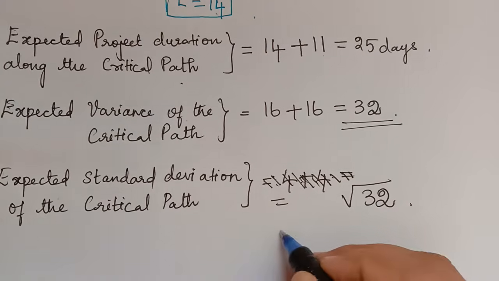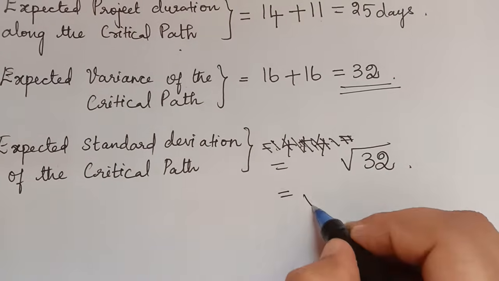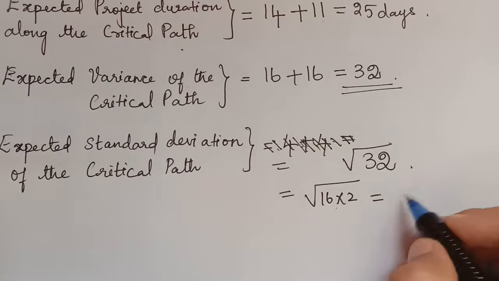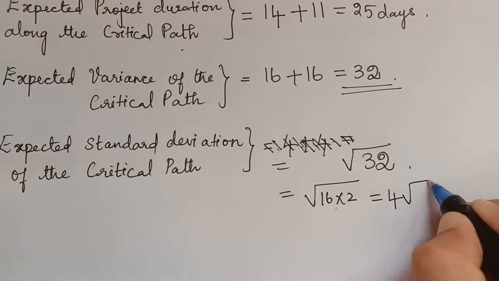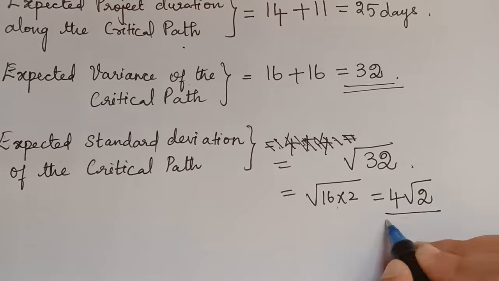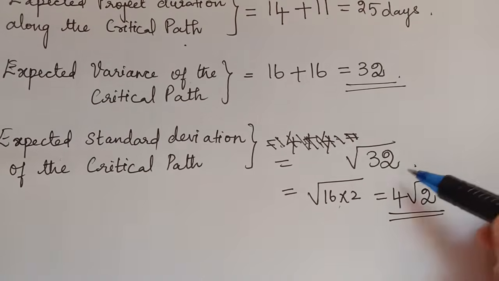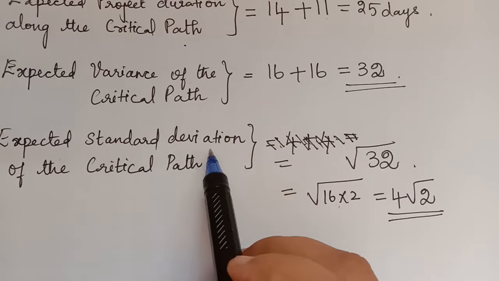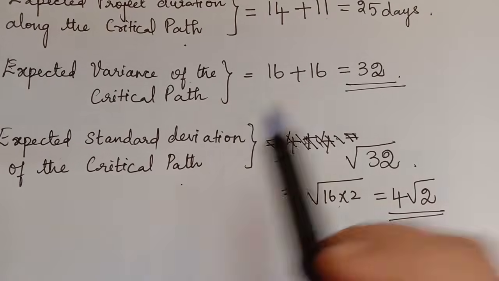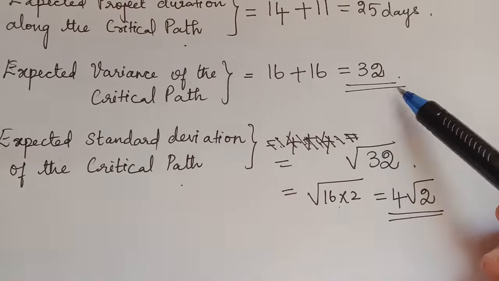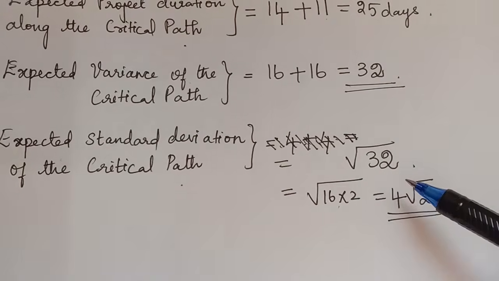So the square root of 32. The 32 can be written as 16 times 2. And so the square root of 16 is 4, and this is root 2. So therefore the expected standard deviation is 4 root 2. So kindly remember, to find the expected standard deviation of the critical path, we have to take the square root of the expected variance of the critical path.